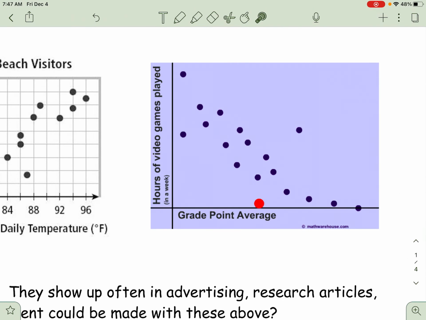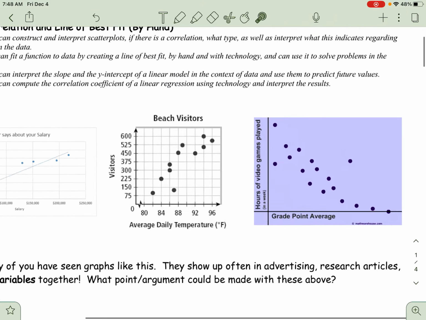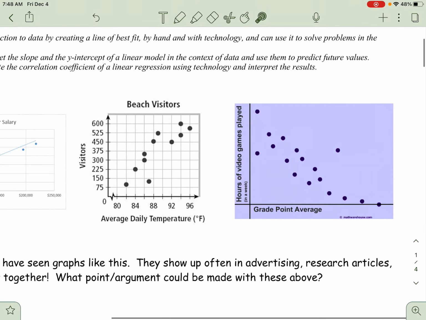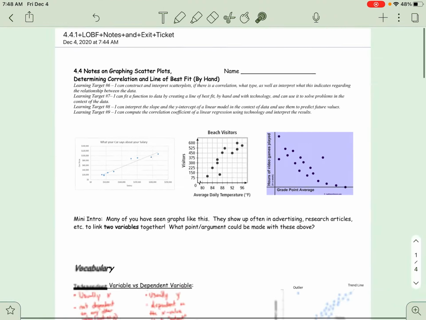So, grade point average, your GPA. How is your GPA compared to the hours of video games you've played? Now, this is from Math Warehouse, and I don't know how accurate this graph is, but it looks like your GPA goes down compared to the number of hours you spend playing video games. Whether that's true or not, we would have to actually see the actual evidence. But according to this, it looks like a pretty decent negative correlation. So it looks like the higher the hours of games played, the lower your GPA is, right?